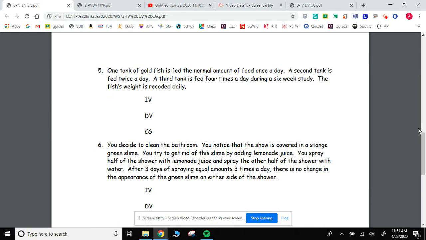Number 5, sorry, this is a repeat from the notes. We've got goldfish, and so the independent variable is the amount of food. The dependent variable is the fish's weight. And the control group here is the normal situation, which is the tank of goldfish that are fed the normal amount of food, which is once per day.